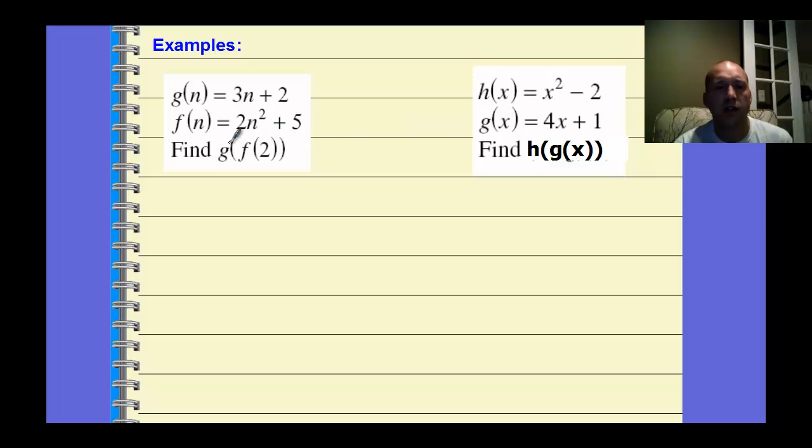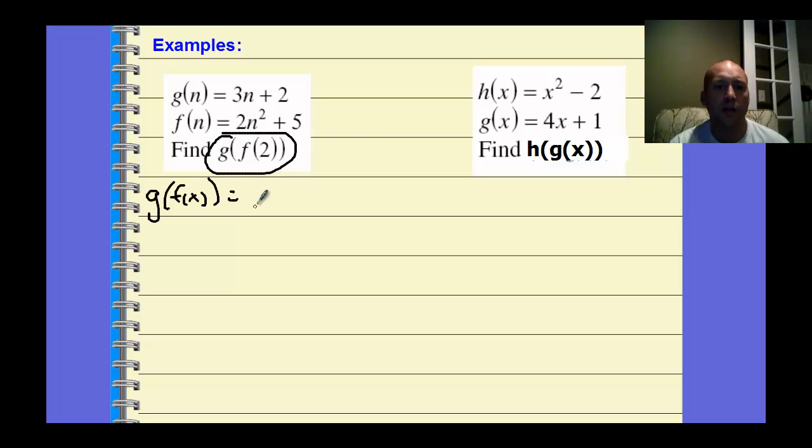So I'll put more examples here. So we have g of n and f of n. We want to find g of f of 2. So we can look at this two different ways. We could take f of x and put it in place of g of x. So I could write it like this: g of f of x, find that first, and then plug 2 in for x. That's one way of doing it.